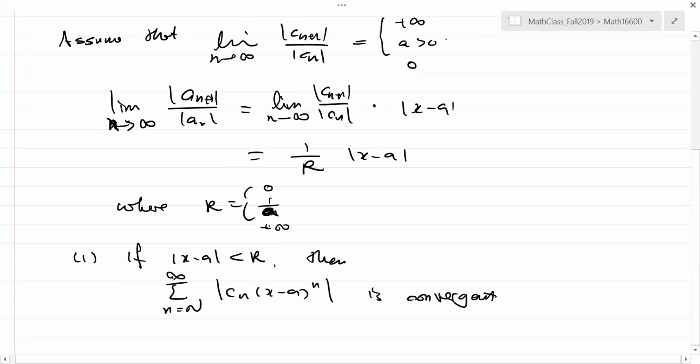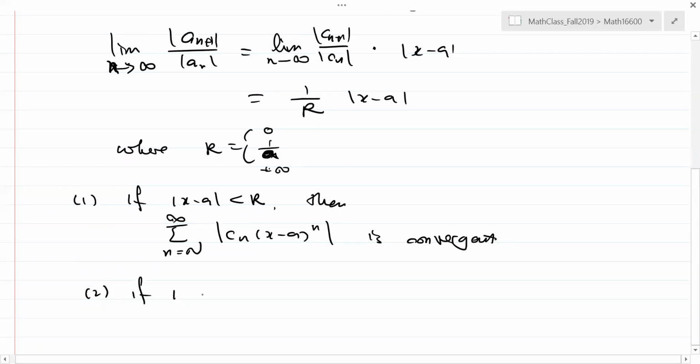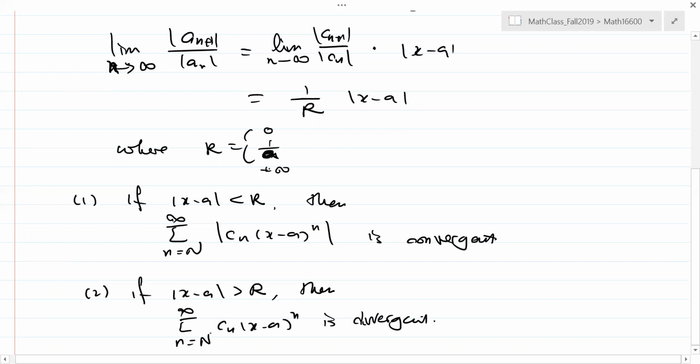We also know that if absolute value of x minus a is greater than r, then it is divergent. It is interesting. Why? Because absolute value of x minus a less than r means absolute value of x minus a divided by r is less than 1. So let me put a note here: this is equivalent to saying that absolute value of x minus a is less than r.